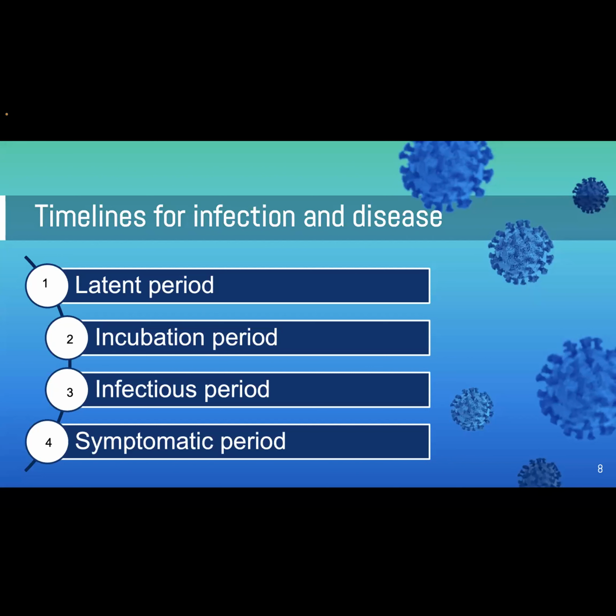So we have four periods. The latent period, this is the beginning, is the period from exposure to infection until it becomes transmissible, the pathogen to another individual. This is the first one. For another one, the incubation period, this is the time from exposure to the infection to the development of symptoms.